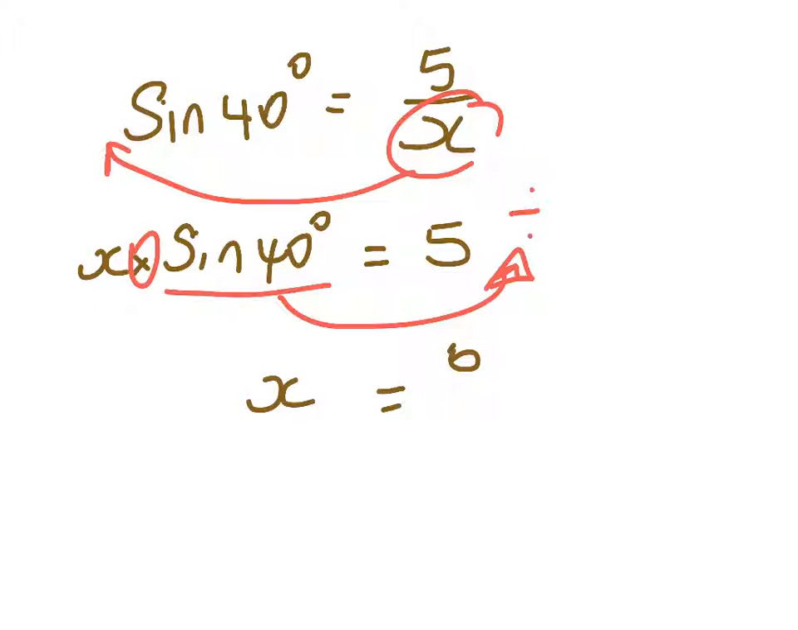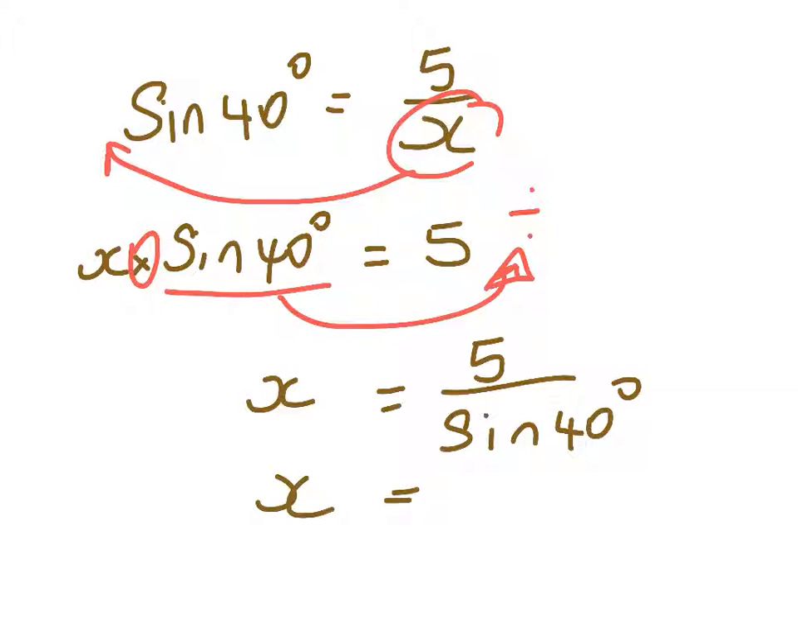So it will look like this. Let me write that a little bit neater. x equals 5 over sine 40 degrees. And to the nearest 2 decimal places, that works out to be 3.21.